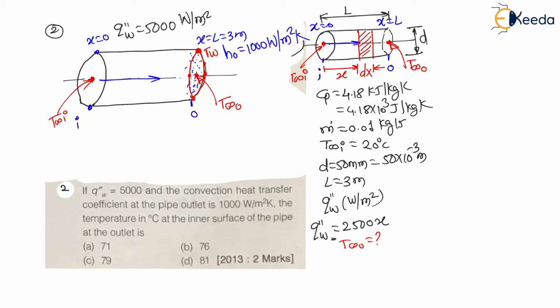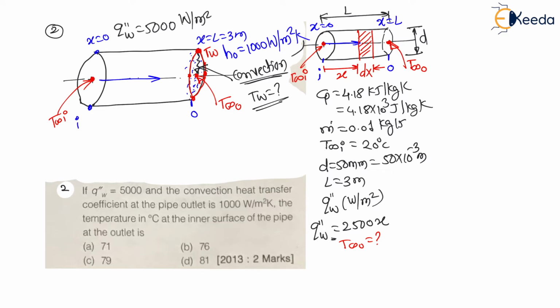So my dear students, at outlet, between this wall and the fluid at T infinity O, definitely there will be convection. As it is a fluid, there will be convection heat transfer. So with the help of the convection formula, that is heat transfer is equal to h A (T wall minus T infinity), we are going to find this T wall. The question is to find this wall temperature or surface temperature of the cylinder at outlet.